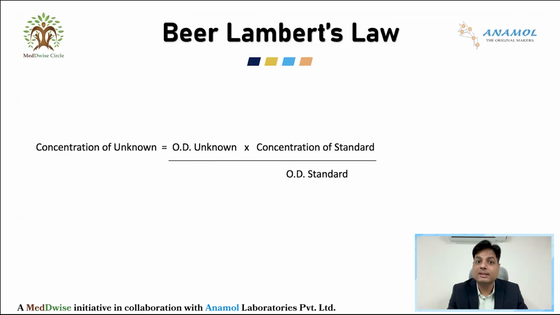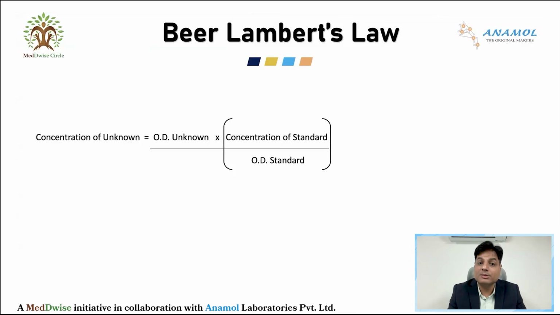Now let us try to understand this equation more in detail. Concentration of unknown is equal to absorbance of unknown multiplied by concentration of standard divided by absorbance of standard. Now let us focus on this particular part, which is concentration of standard divided by OD or absorbance of standard. Now friends, I would like to ask you a question. Let's say we have a standard of glucose of the value 100 mg per cent.